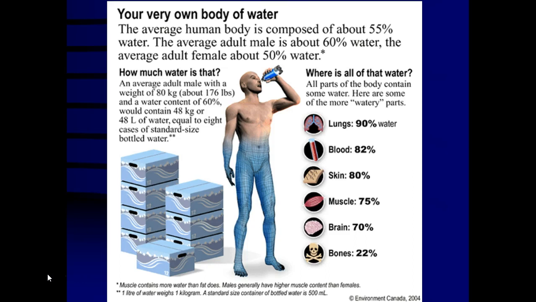In fact, where is all that water located? You'll notice that 90% of your lungs is water. Of course, your blood is a lot of water. Your skin, about 80% water. Muscle, 75% water. Your brain is pretty watery, about 70%. Even your bones, which we often think about as dry and lifeless, are 22% water. So we are filled with water. In fact, our cells are filled with water.